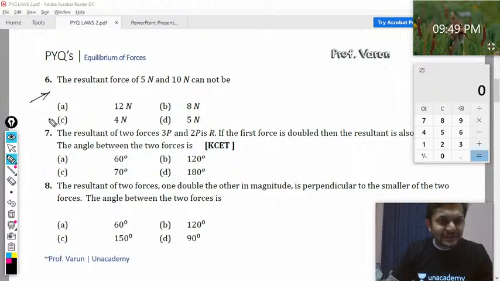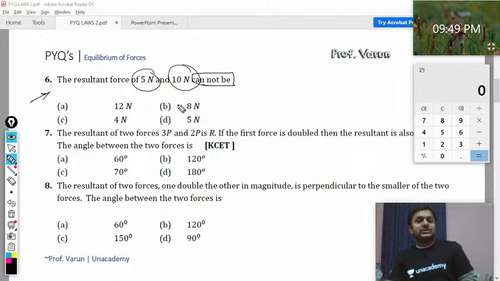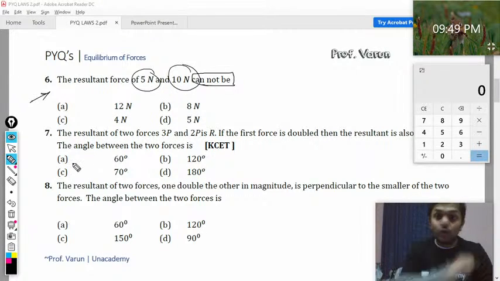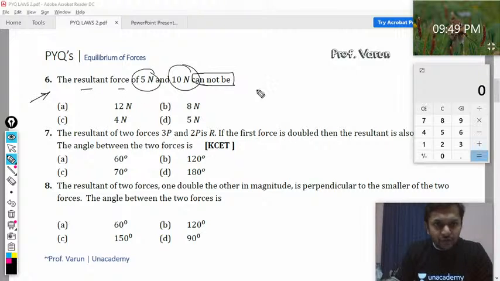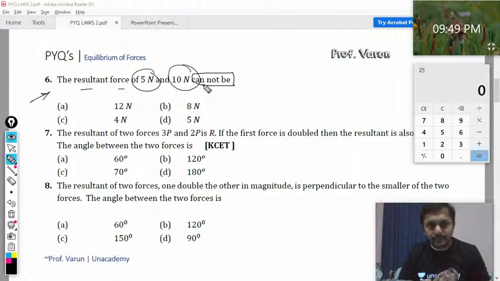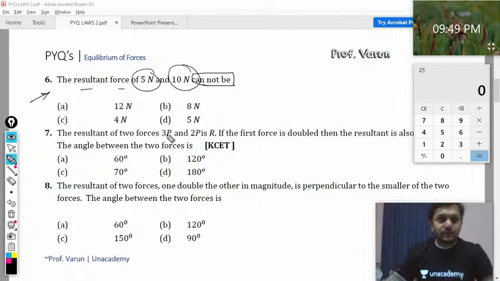So the question is 6. The resultant of the forces this and this cannot be. So this is really a beautiful question, dear student. If you concentrate over here, you will definitely get a new concept. The resultant force of 5 Newton and 10 Newton cannot be what? 12 Newton, 8 Newton, 4 Newton or 5 Newton. What should be the answer?